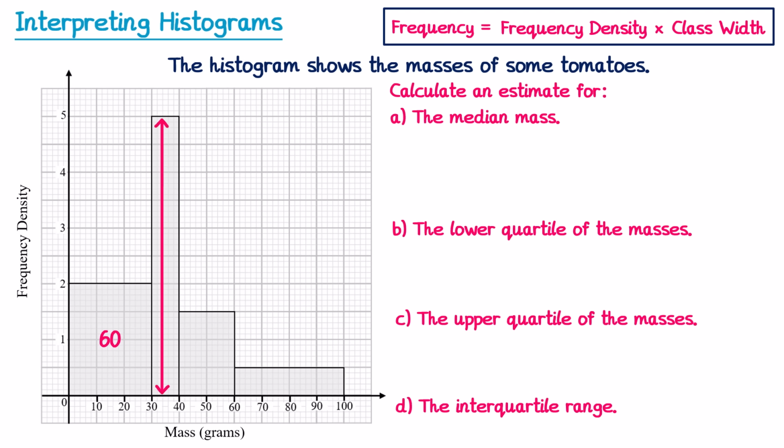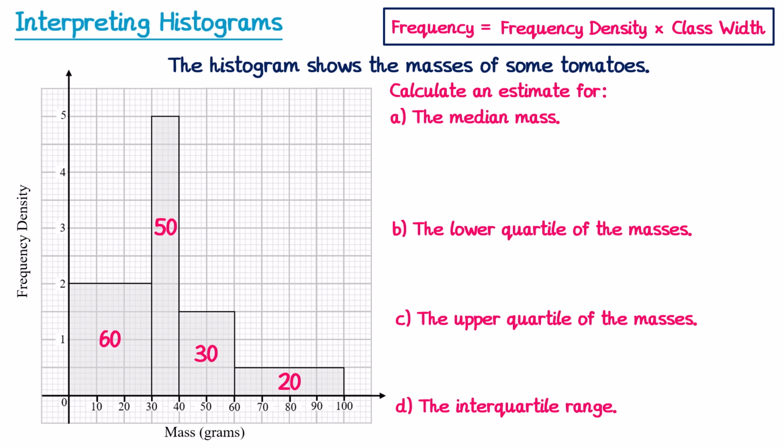The second bar goes all the way up to 5, and its class width is 10. So we do 5 times 10, which is 50. For the next one, it goes up to 1.5, and the class width is 20, so 1.5 times 20 is 30. For the final bar, the frequency density is 0.5, and the class width is 40, so 0.5 times 40 is 20. Now that we have all of these frequencies, we can begin to answer these questions.